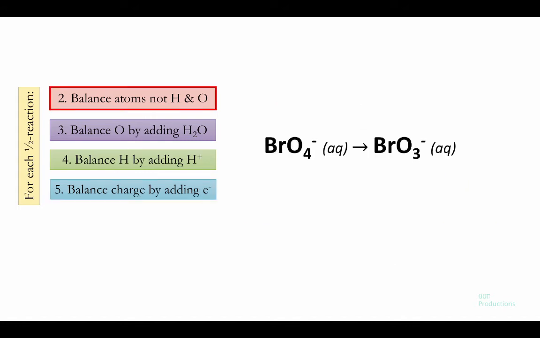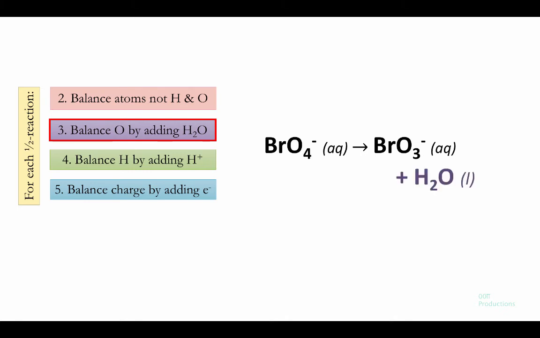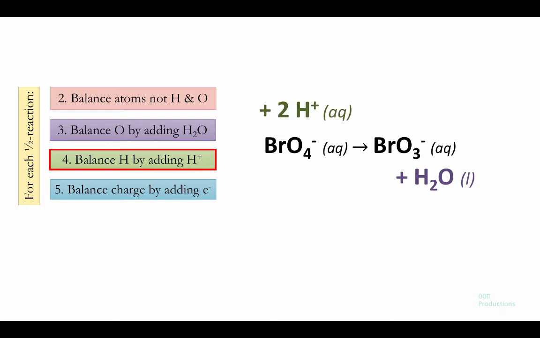Now let's look at our bromine half reaction. We have 1 bromine on either side. We have 4 oxygens on the left, 3 on the right. Let's add a water. Now we have 4 on both sides. Let's balance our hydrogens. We have 2 hydrogens on the right side, none on the left side. So we'll add 2 hydrogens. Now let's balance our charge.